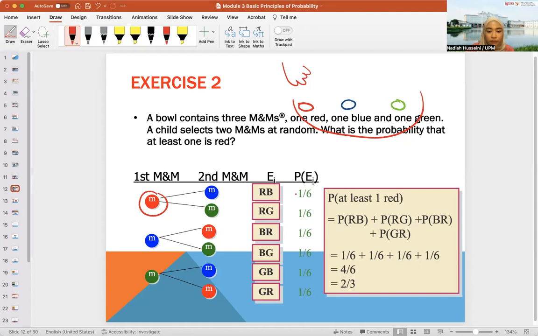Okay, so the probability of these events happening is 1/6. The frequency of red with blue is 1/6, red with green 1/6, blue with red 1/6, blue with green 1/6, and you get the idea.